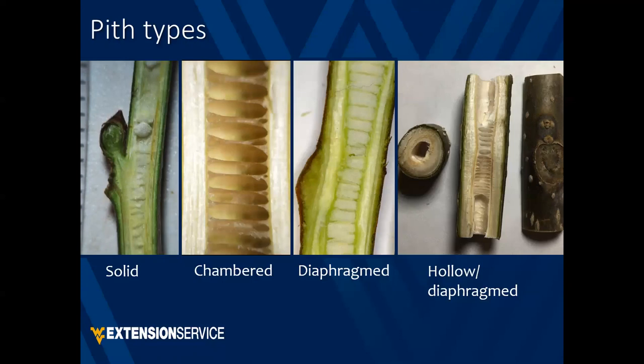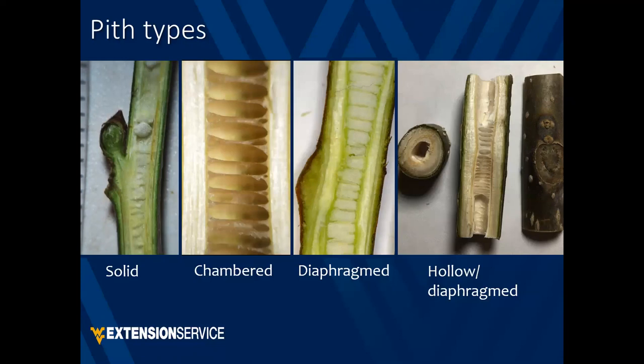And then over on the right, you can have a hollow pith like on the Paulownia, the princess tree. And actually princess tree has kind of a multiple pith. There's some chambering around the node, and there's hollow in the internodal area. So kind of interesting with pith types.